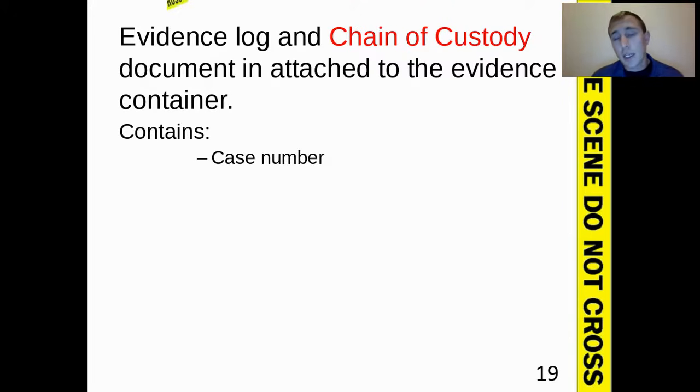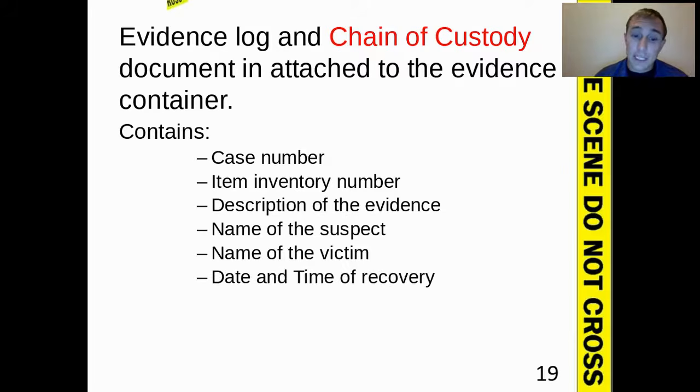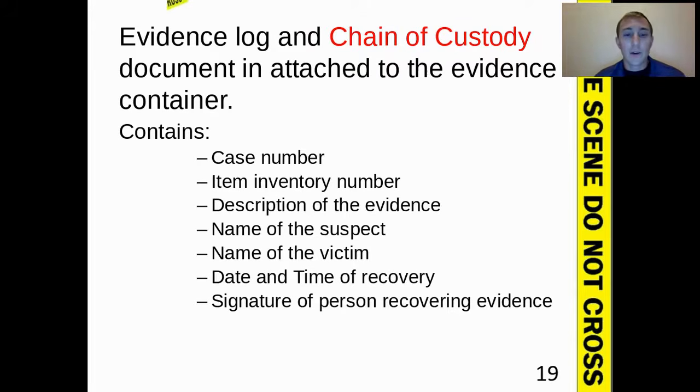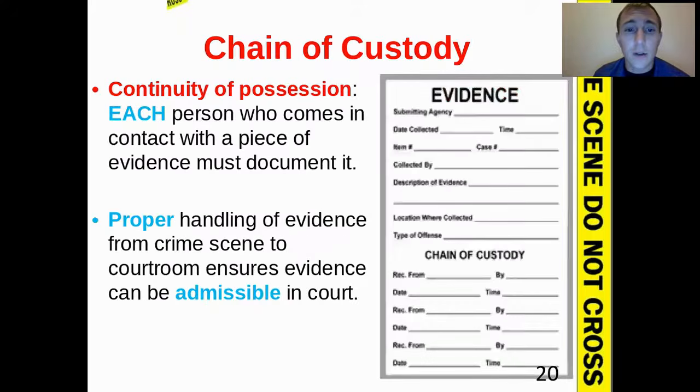So the chain of custody log for every piece of evidence must include the case number, the item inventory number, the description of the evidence, the name of the suspect, the name of the victim, the date and time of recovery, the signature of the person recording the evidence, and the signature of any witnesses that were present during collection. So the chain of custody is incredibly important for maintaining the integrity of evidence so it cannot be thrown out in a court case.